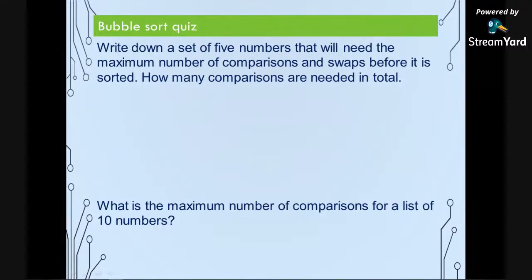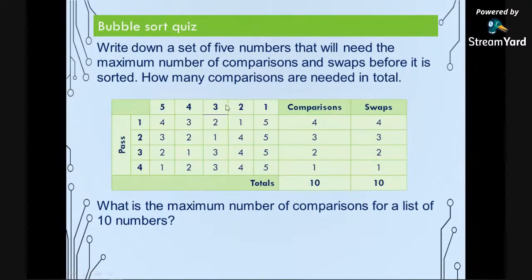So 5, 4, 3, 2, 1 is a good example. Something in the opposite order than it should be would use the maximum number of comparisons, because you have to bubble up the 5 after the first pass, then bubble up the 4, then the 3, then the 2, until you get to checking this final pass. So there are 4 comparisons, 4 swaps, 3 comparisons, 3 swaps, 2 comparisons, 2 swaps, 1 comparison, 1 swap.